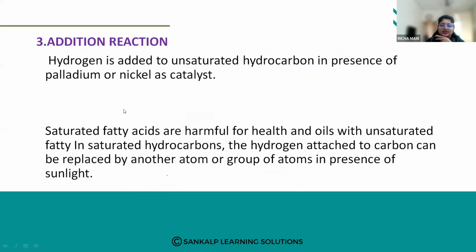Next is addition reaction. Suppose I have ethene. Now this ethene, we are adding hydrogen.